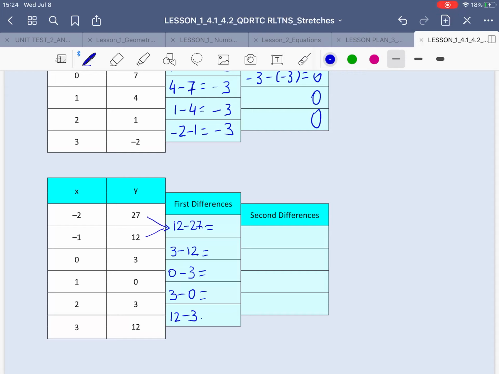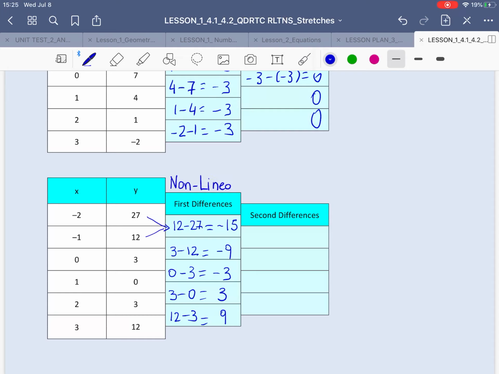Okay, and now let's calculate them all. 12 minus 27, if I'm not wrong, is negative 15. Then 3 minus 12 is negative 9. 0 minus 3 is negative 3. 3 minus 0 is positive 3. And 12 minus 3 is positive 9. As you see in here, our first differences are not constant. Therefore, we're going to say that the relation is not linear.